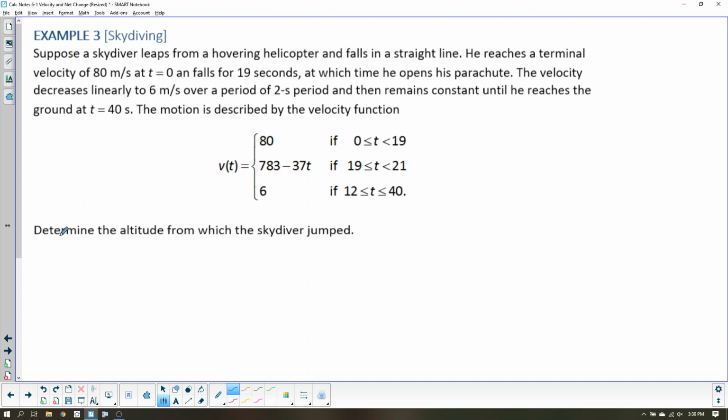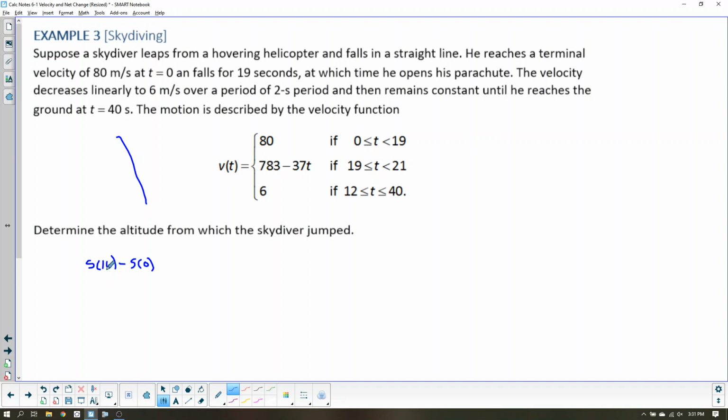Okay, so the question is to determine the altitude from which the skydiver jumped. Well, let's think about that. If we're determining the altitude, the skydiver only went down, so the distance that he traveled is the same as displacement in this case. So what we're really doing is s of 16 minus s of 0.